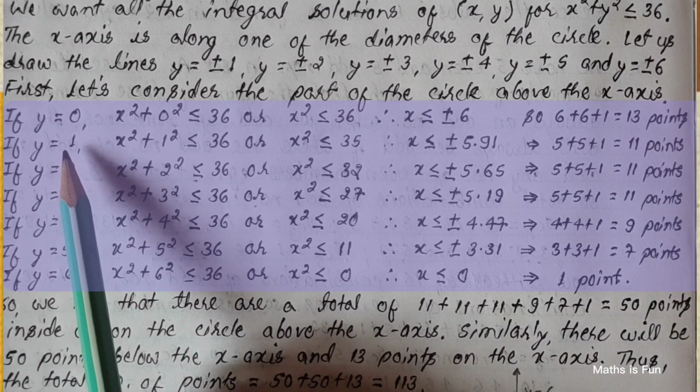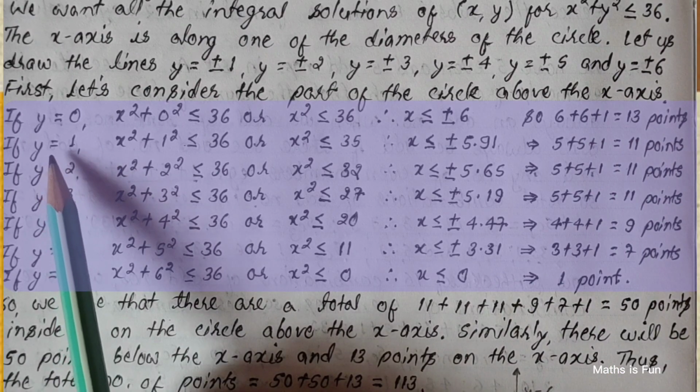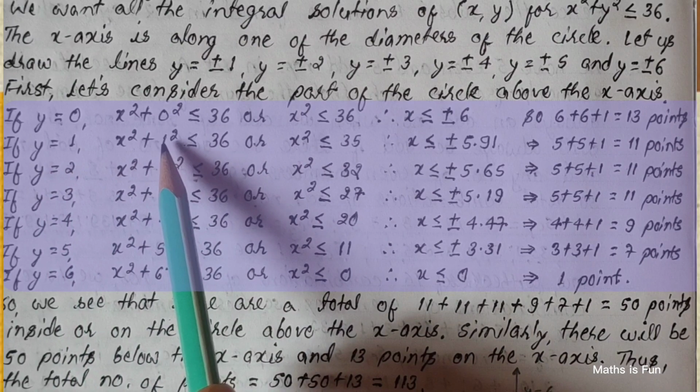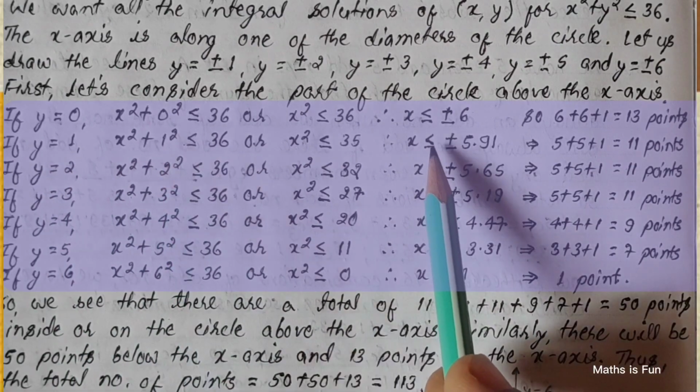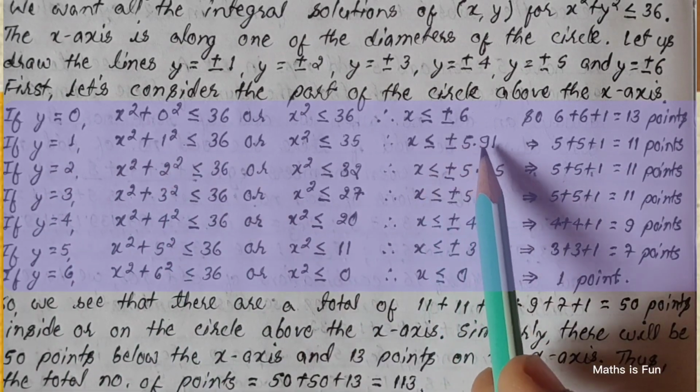Then we'll move above the diameter and we will put y equals 1. So if we put y equals 1, x will be less than or equal to plus or minus 5.91.